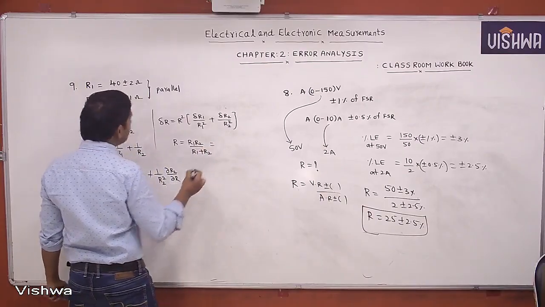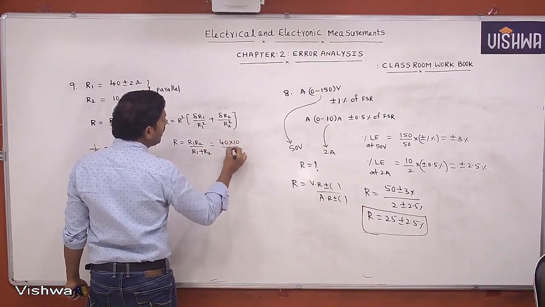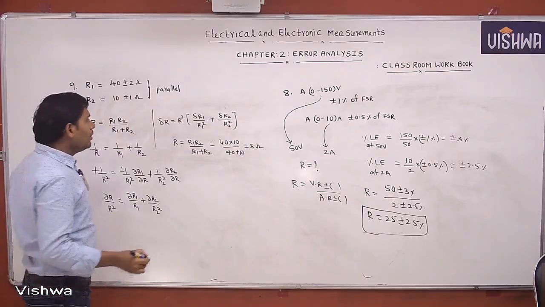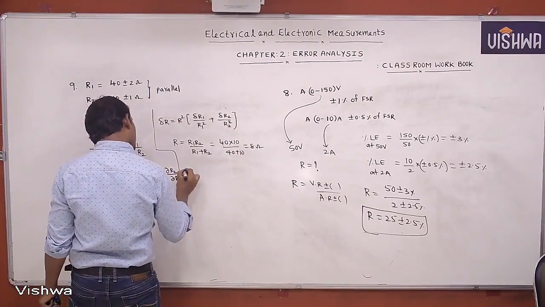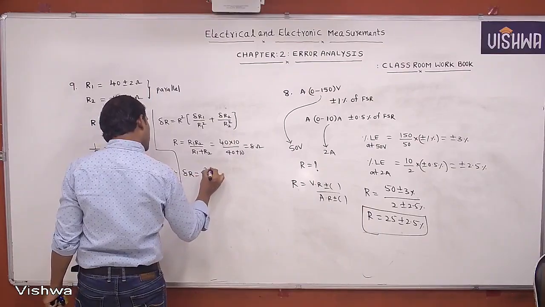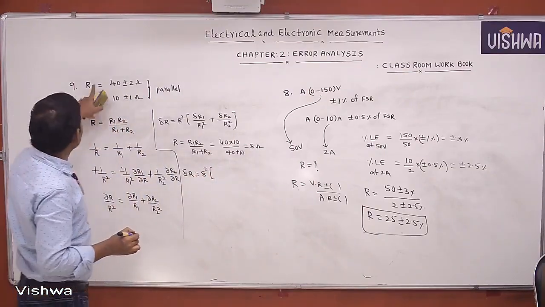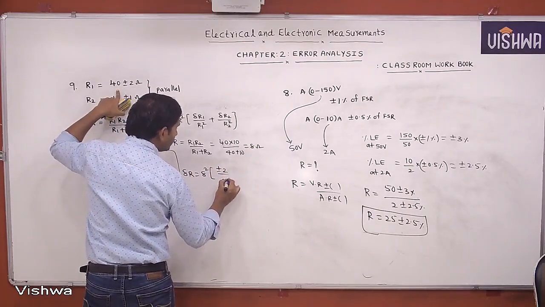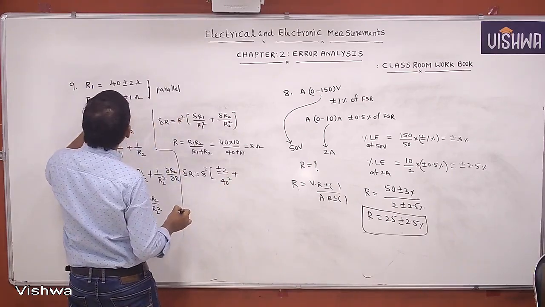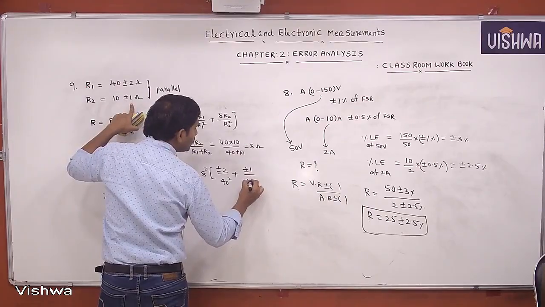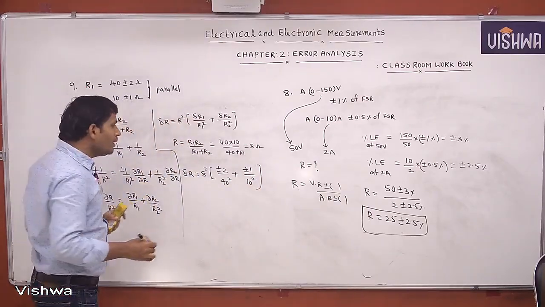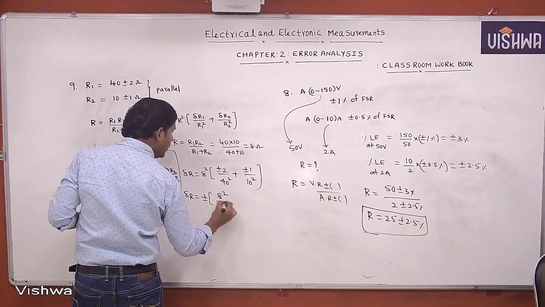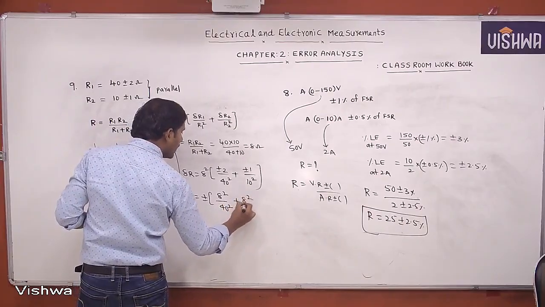What is R1 R2? 40 into 10 by 40 plus 10. Then how much do you get? 8 ohms. Okay. You substitute all the values here. Then what is delta R equal to? 8 square into delta R1, how much is it given? Plus or minus 2, by what is R1 square? 40 square, plus delta R2, how much is it given? Plus or minus 1, by what is R2 square? 10 square. Okay. Take plus or minus common. What do you get? Delta R equals plus or minus, 8 square by 40 square plus 8 square by 10 square.